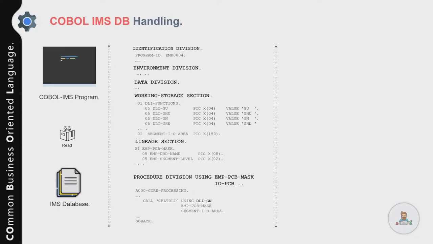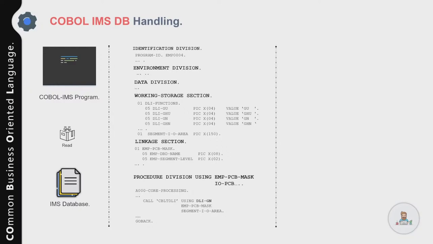So in the working storage section, we have defined the DL/I functions. Apart from that, we have also defined the segment input-output area. Apart from that, you normally define the working storage variables that will be used internally within the program. Then we have the linkage section where we have defined the PCBs which will be used in the program. The linkage section definition of a PCB is called a PCB mask. Now, coming back to the procedure division, we have used the procedure division with a USING clause. And the USING clause lists the name of the PCB mask that you have defined in the linkage section.